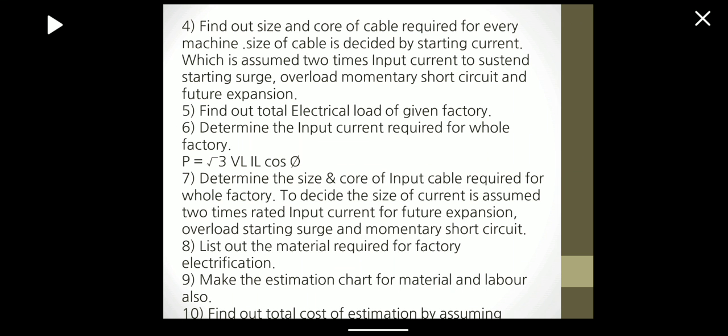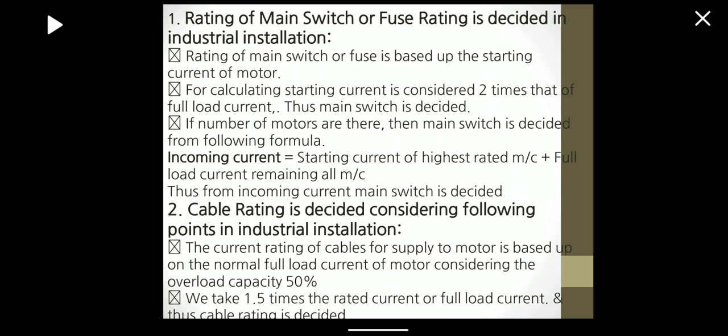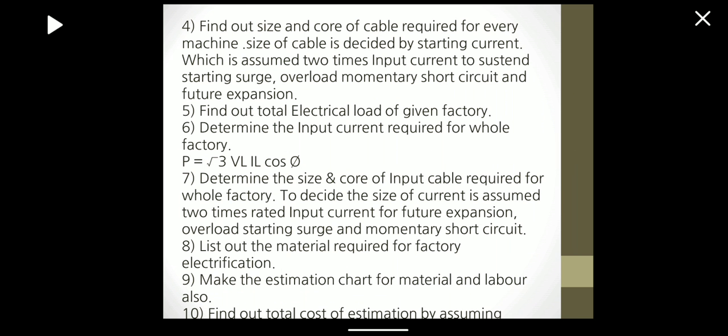Then next is to find out the size and core size required for every machine. The size of the cable is decided by the starting current, which is assumed to be 2 times the input current, to sustain the starting surge, overload, momentary short circuits and the future expansion.